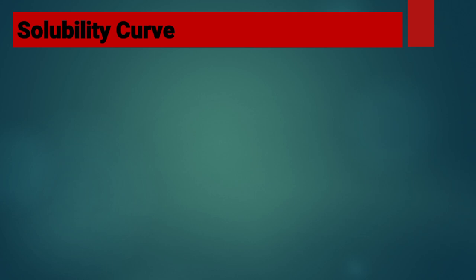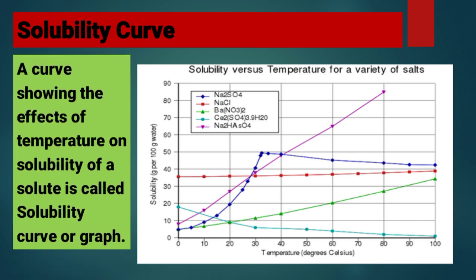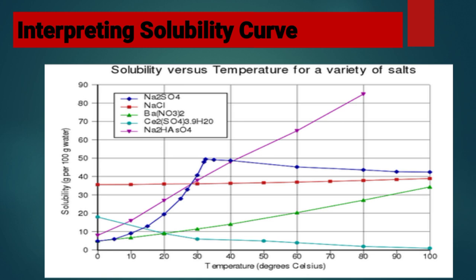So I want us to look at the solubility curve. In this solubility curve, what I mean by solubility curve here is a curve showing the effects of temperature on the solubility of a solute. So let's have a little interpretation of the solubility curve. I just have two I want to look into in this diagram. One is sodium chloride. You see the red line moving between 30 and 40, and it couldn't reach 40. What happens here is that if you increase the temperature, it does not have a strong effect on the solubility of sodium chloride.